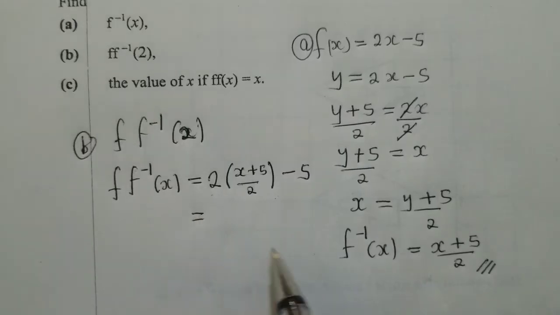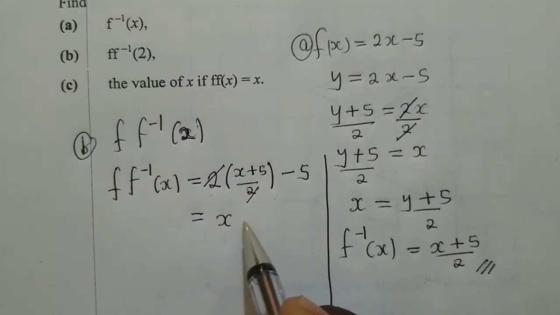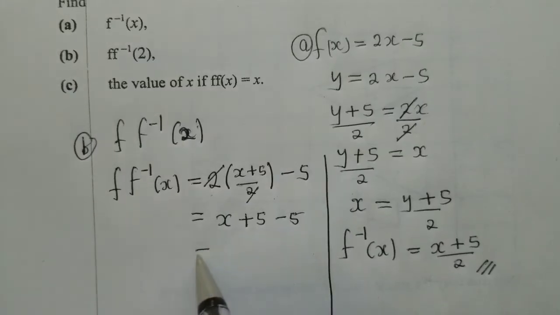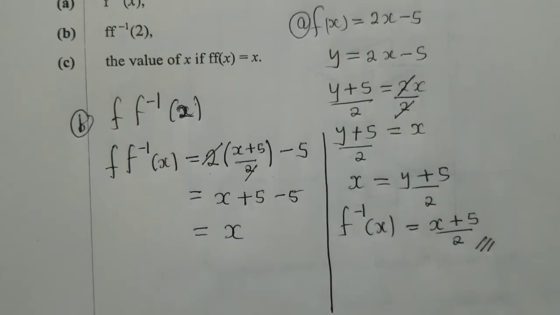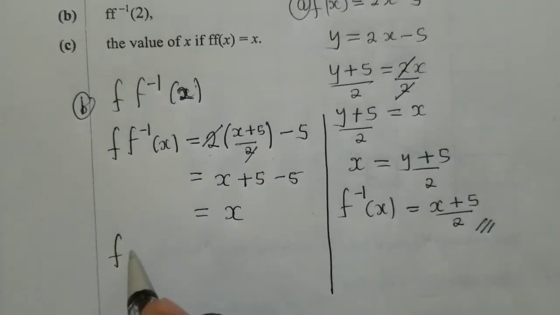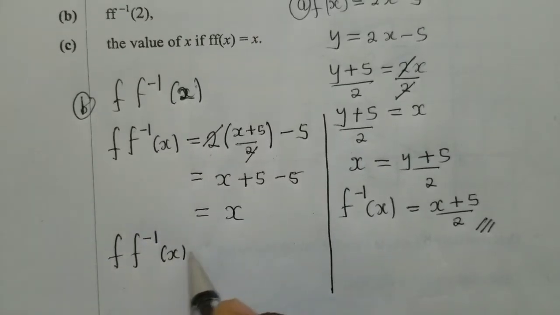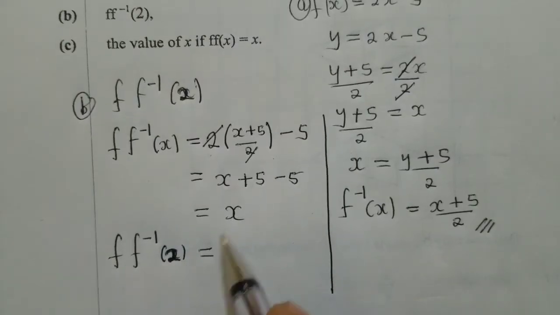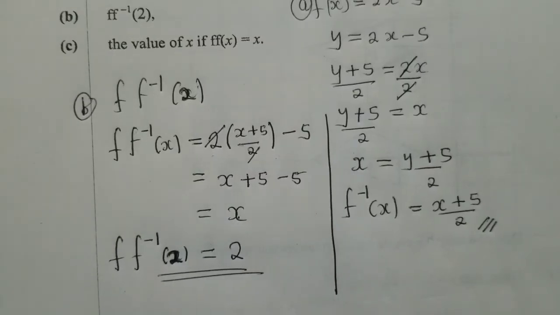So to simplify this, these 2 and the 2 will cancel. We shall remain with x plus 5 minus 5. Okay? Which is just equal to x. Because 5 minus 5, it's 0. So we just remain with x. And then we put back our f inverse of 2, sorry, of 2. That's the question. It's of 2 here. You get this 2 and substitute it where x is. It will just be equal to 2. And this is our solution.